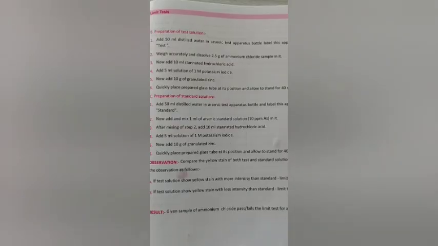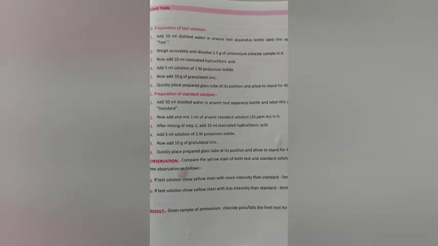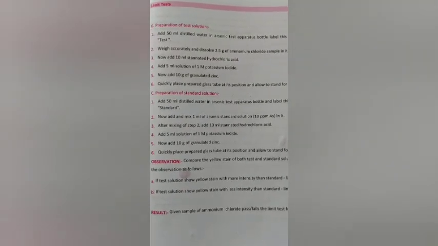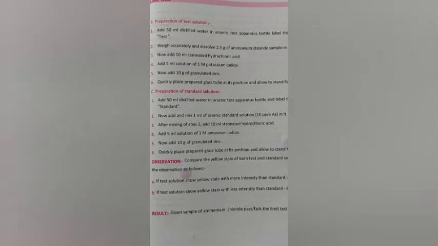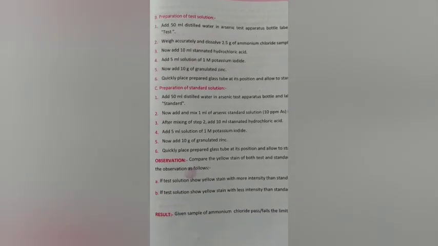Now the procedure, how we did: we added 50 ml distilled water in this arsenic test apparatus. In the test solution we added 2.5 gram of ammonium chloride sample. Then we added 10 ml stannated hydrochloric acid, then 5 ml of 1 molar potassium iodide and granulated zinc 10 gram. Same with the standard, instead of the sample we have the standard solution.